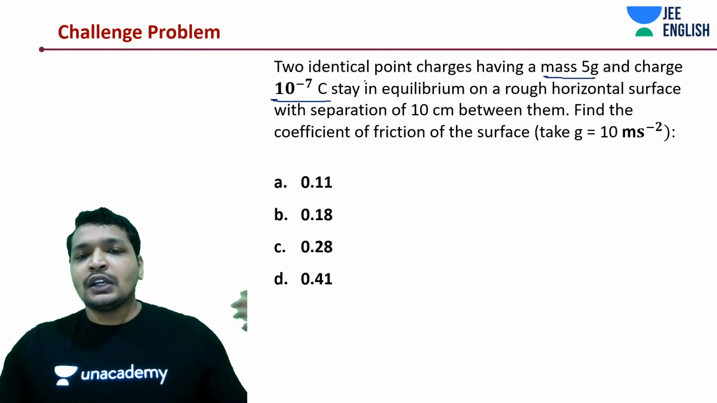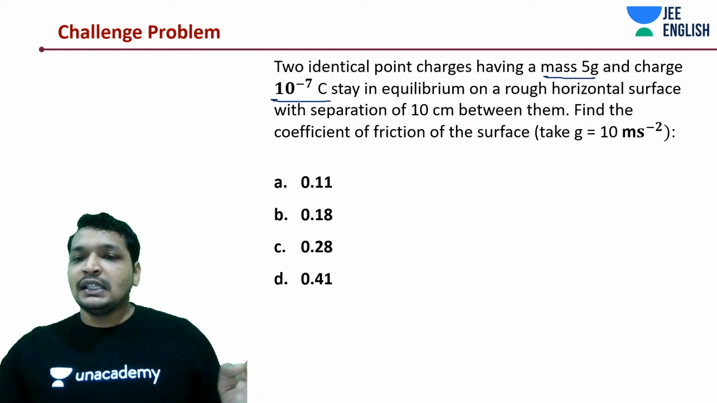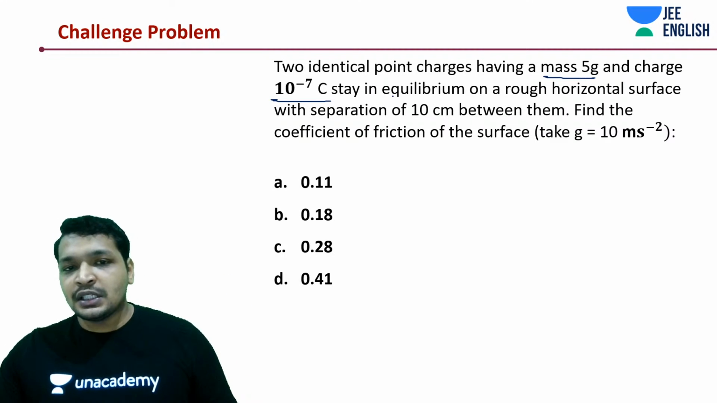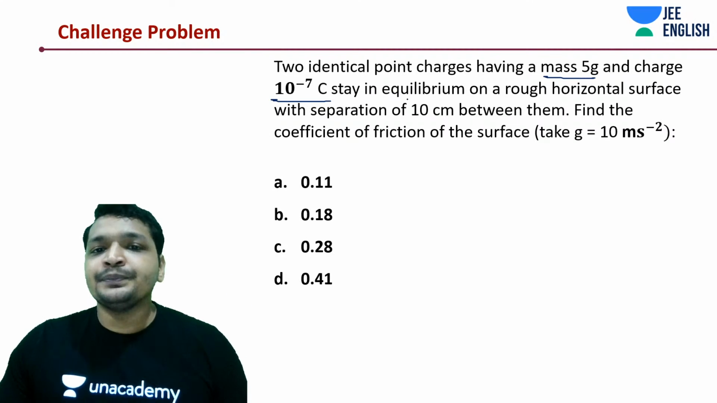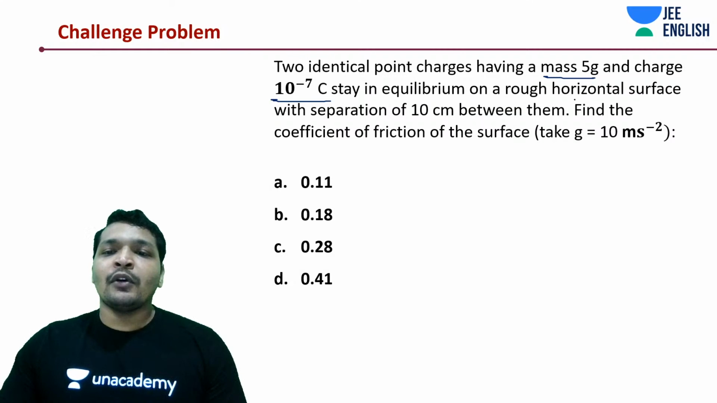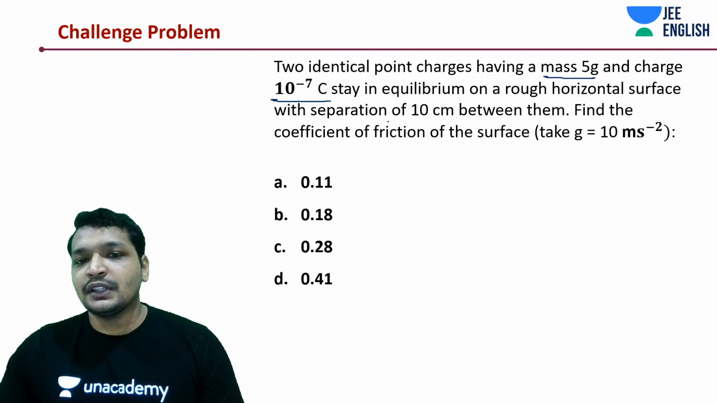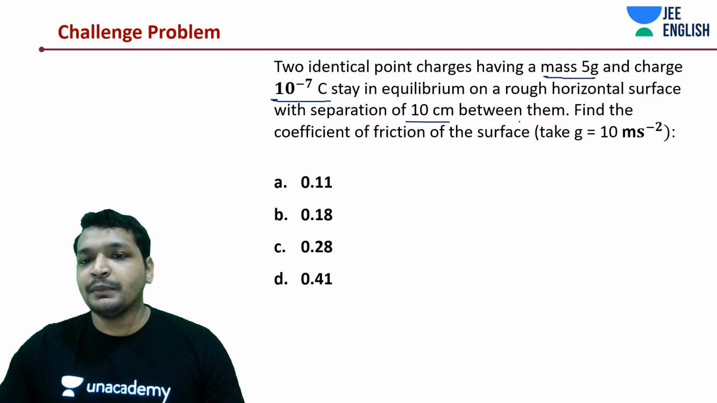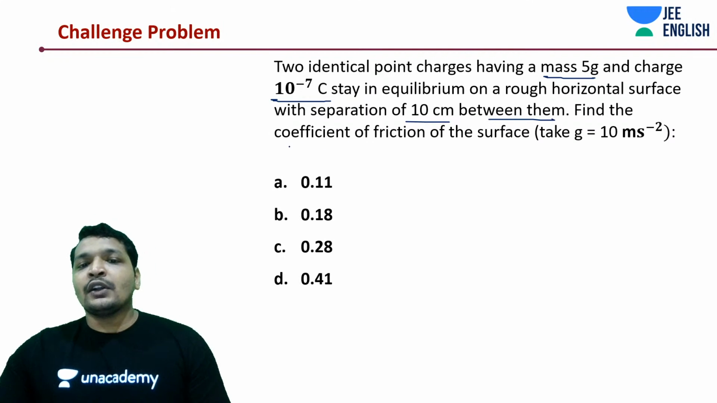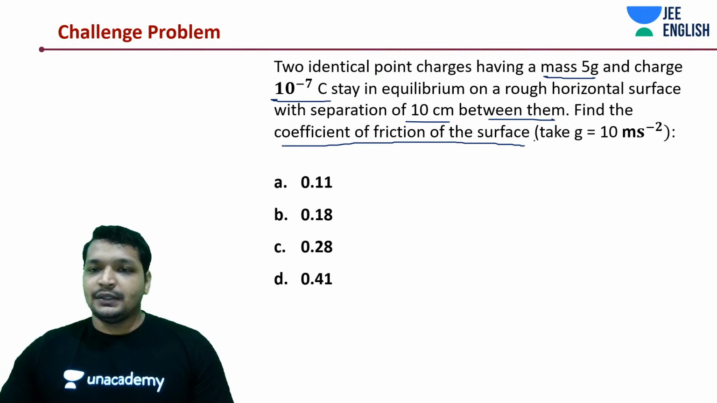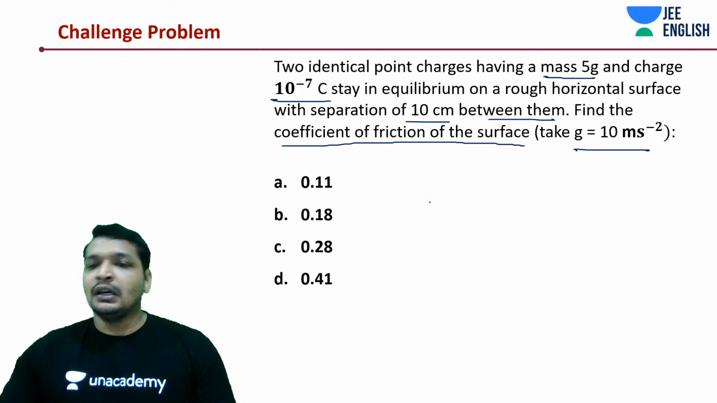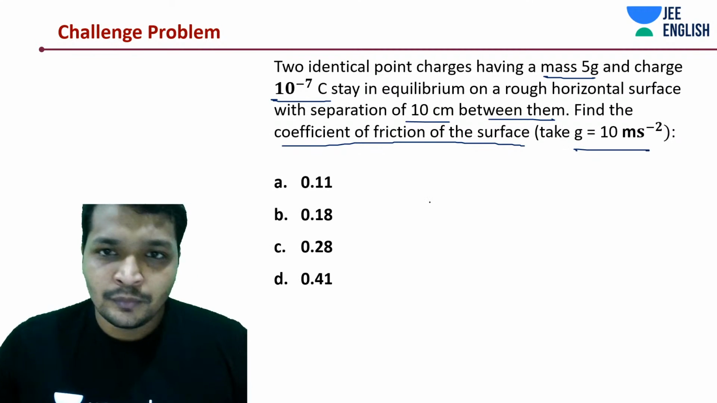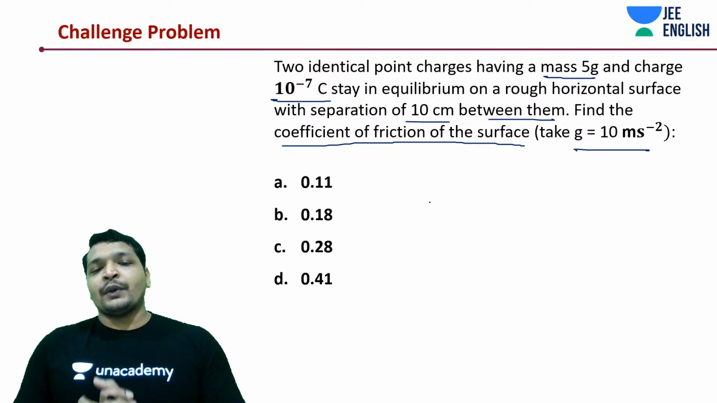So anyway, there are two identical point charges, each having a mass of 5 gram and a charge of 10 to the power minus 7 coulomb, in equilibrium on a rough horizontal surface with a separation of 10 centimeter between them. Find the coefficient of friction of the surface. Take g equal to 10 meters per second squared. Alright, simple question. Any guesses?